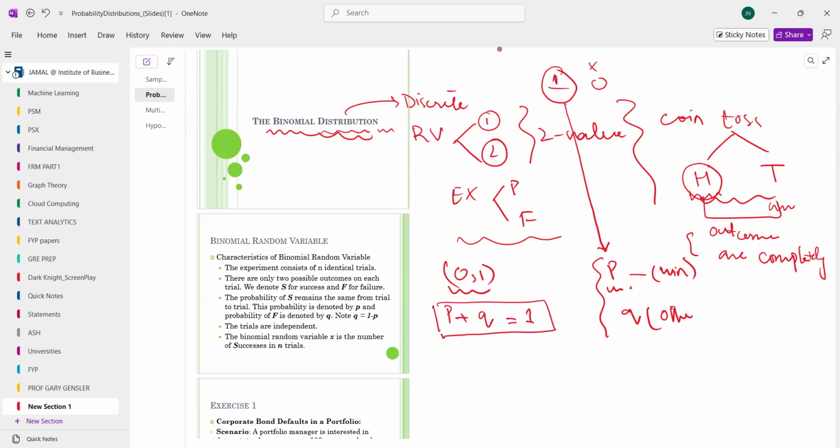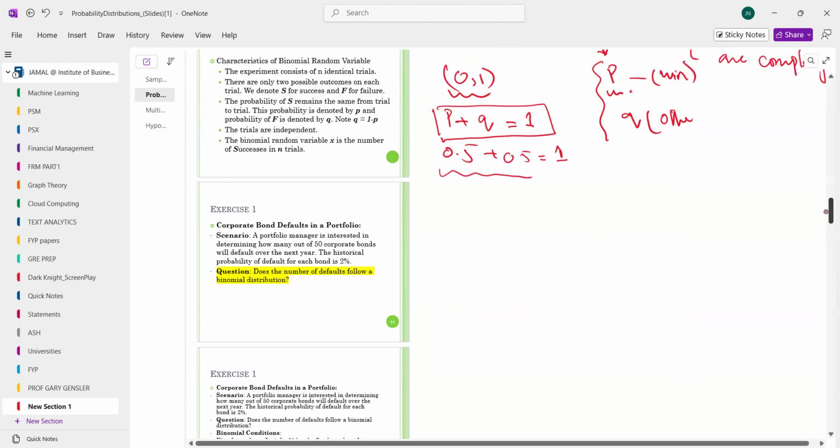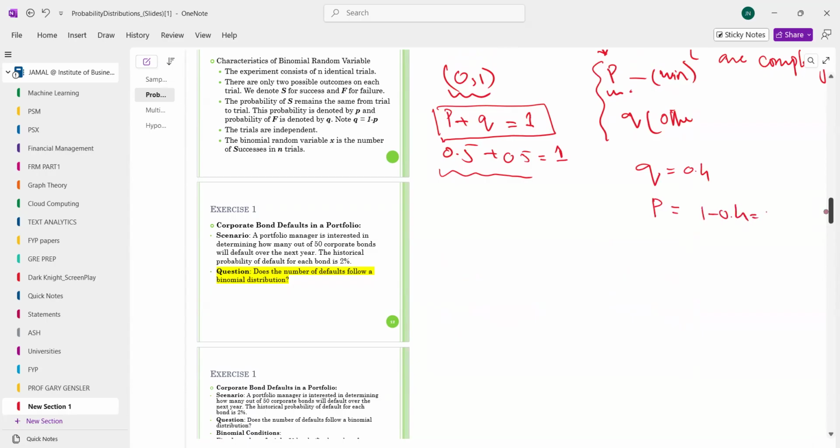For example, if the probability of the head is 0.5, then the probability of the tail is also 0.5, because if you add them up, it must be equal to 1. The question can be like this: if sir has given you the probability of you losing, for example q is 0.4, then you can determine the value of p, because in that case p will be 1 minus 0.4, which is 0.6. This is how you can figure out the probability. If one is given, the other one you can find out.